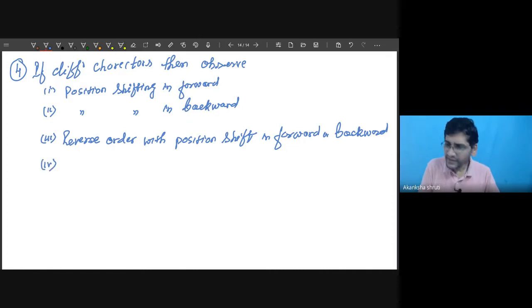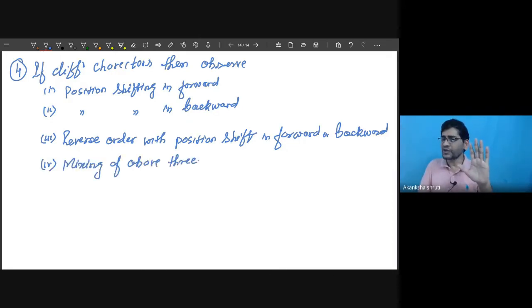The fourth one is the mixing of the above three. So only these are the 4 tips that we need to understand. Based on these 4 tips, 4 or 5 categories of questions are framed. So I am going to take those questions and we will apply only this much.